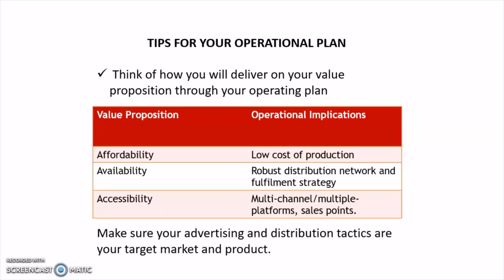Now, the tip for your operational plan would be that you need to think of how you deliver on your value proposition, like I already said, through your operational or operating plan, right? So for instance, if you propose affordability, that your product will be more affordable than those in the market, it means that you have to find a way to lower your cost of production. You need to find a way to produce cheaply so that you can sell at an affordable price.